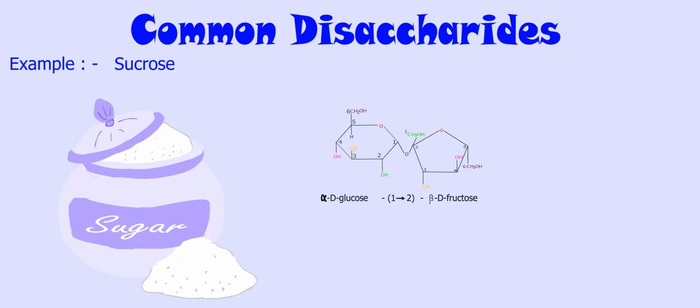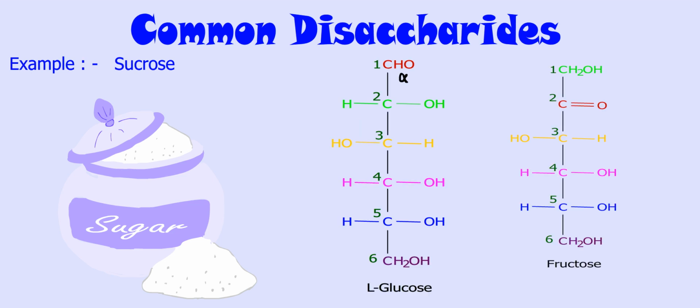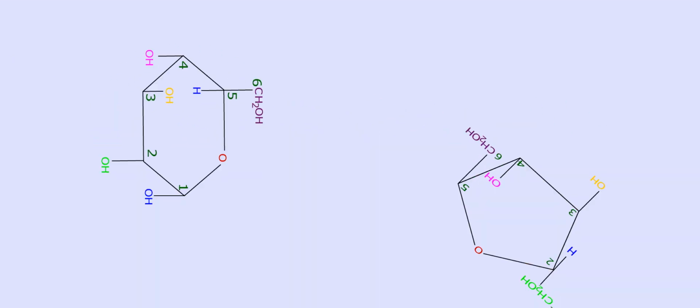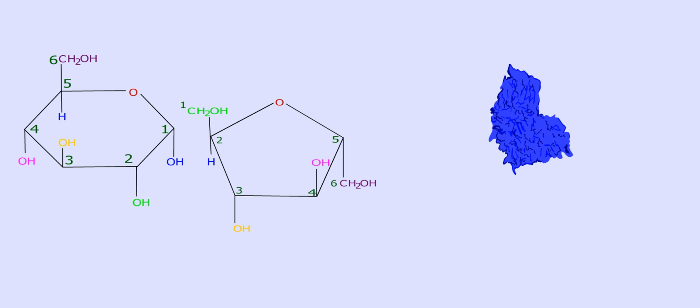Common disaccharides. Sucrose. Sucrose, common table sugar, is a disaccharide formed by the combination of glucose and fructose. They are linked through a glycosidic linkage between C1 on the glucosyl unit and C2 on the fructosyl unit. Sucrose is digested or broken down into its monosaccharide units through hydrolysis with the help of the enzyme sucrase.